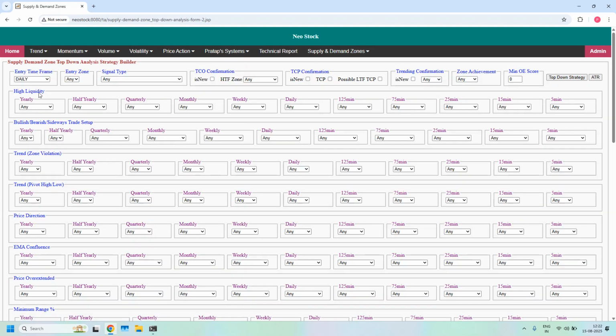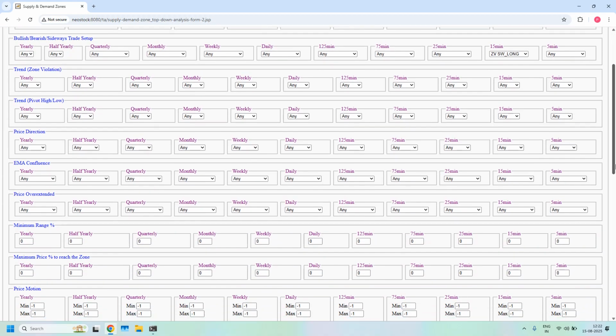For daily income trade, the entry time frame is 15 minutes. Entry zone is demand zone. In bullish, bearish or sideways trade setup, at the 15 minutes entry time frame, I am selecting sideways long. Zone achievement violated opposing zone. Minimum odd and hands score 11 for sideways. And also the 15 minutes demand zone should not be pierced.